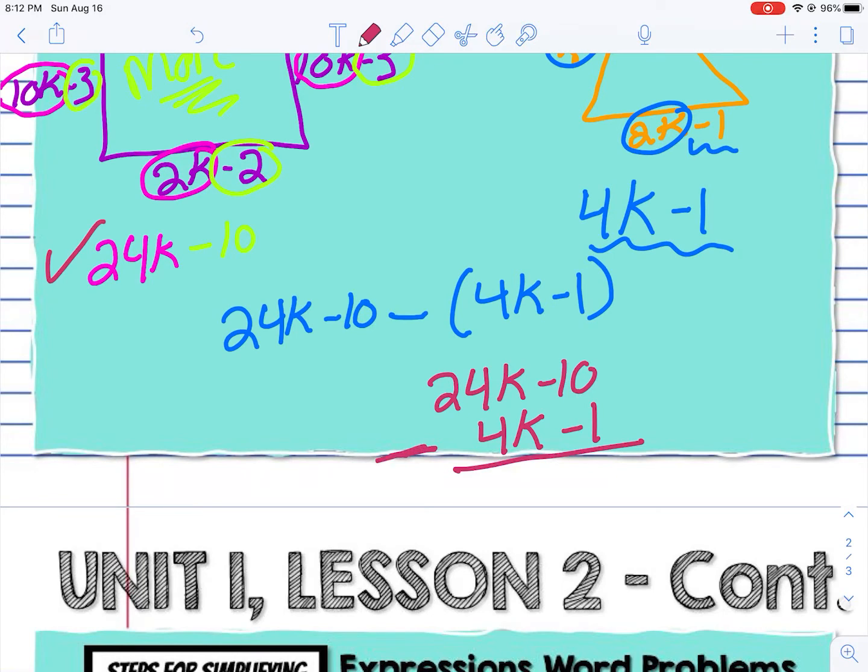Okay, so this big subtraction sign is out front. So I have 24, subtract 4. Oh, we know that's 20Ks. I have negative 10, subtract negative 1. Put that in your calculator. Negative 10, subtract negative 1. You should get negative 9. So there's your answer, 20K minus 9.